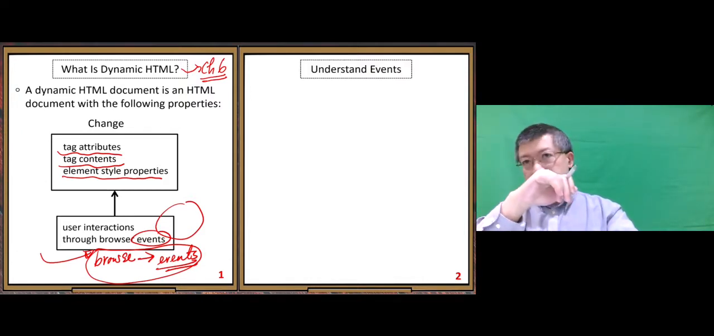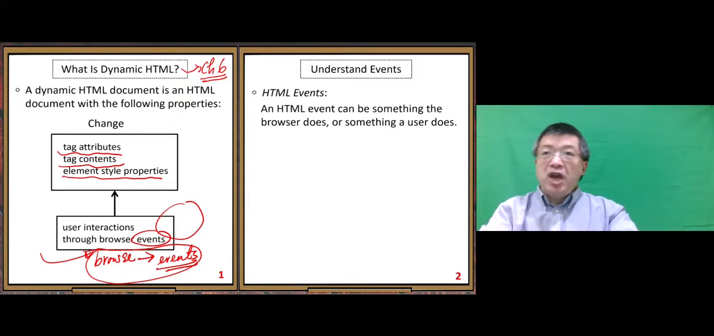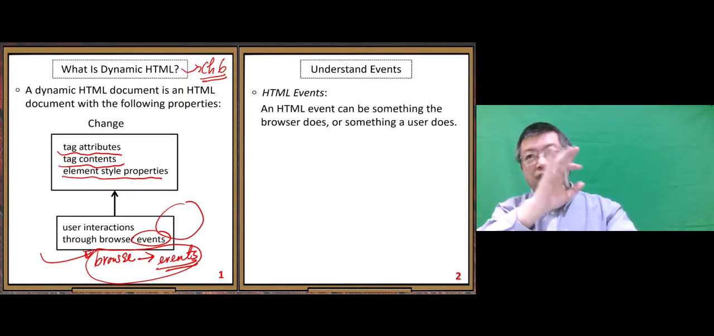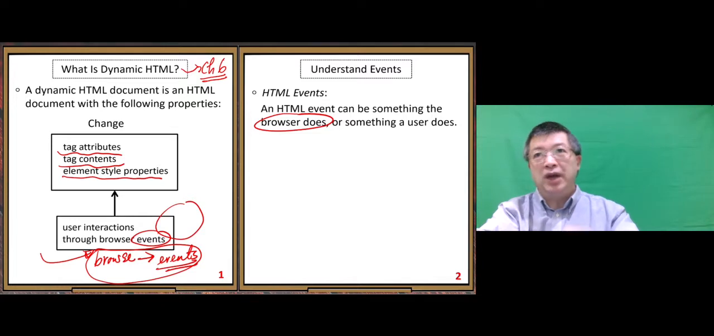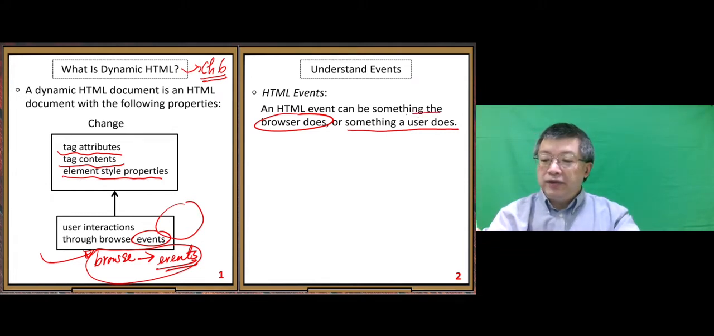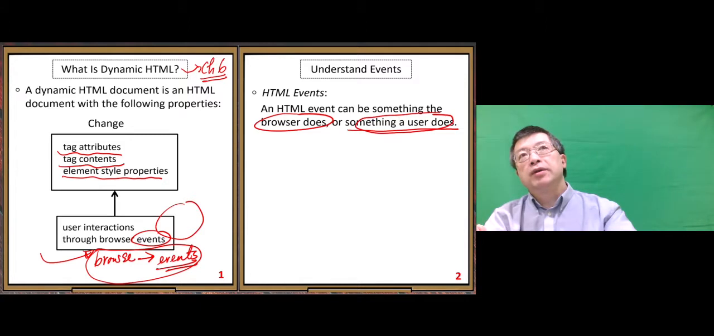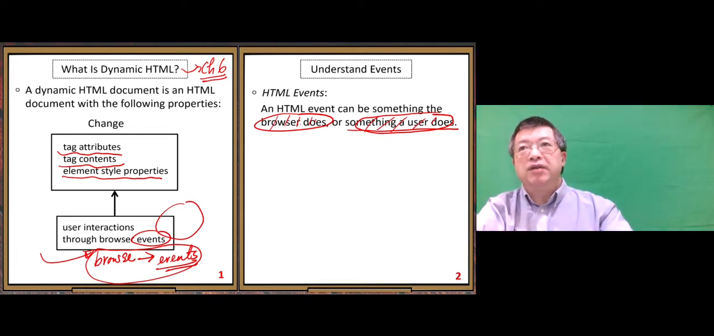Now we want to understand events. HTML events. An HTML event can be something. Here, two cases. First, the browser can generate some event. We will see that example soon. Or something a user does. This is the biggest portion. The small portion is the browser. So let's look at some examples of HTML events.